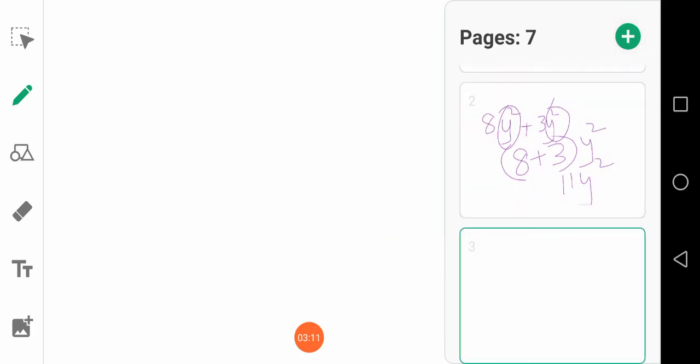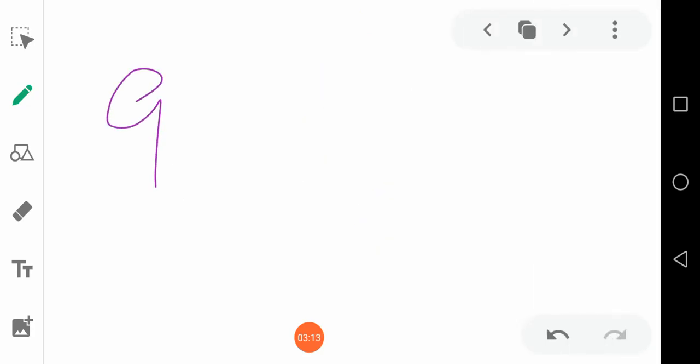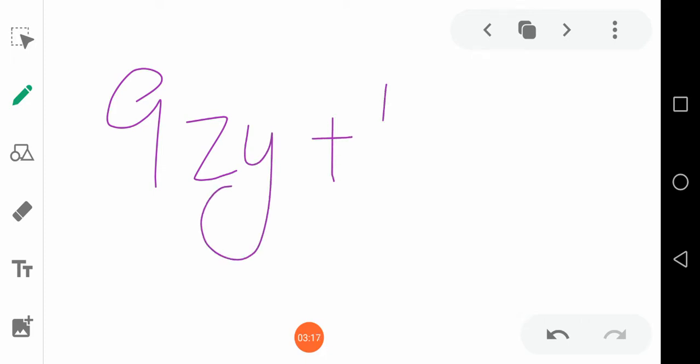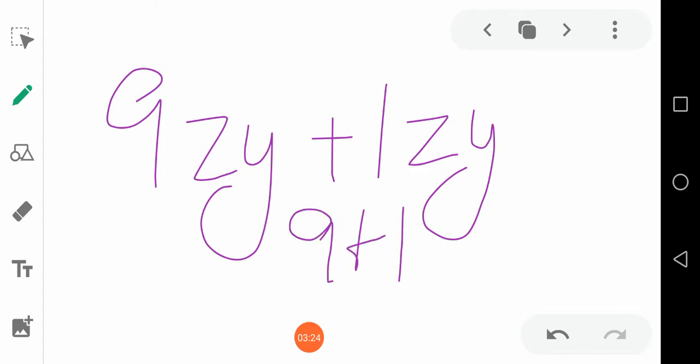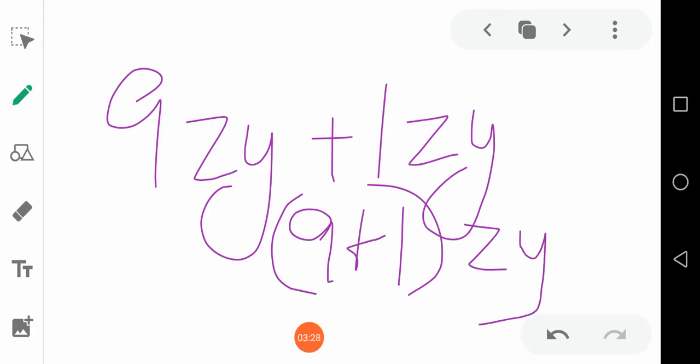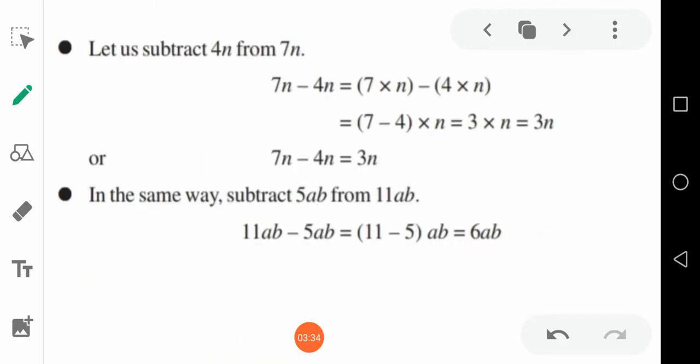One more example. 9zy plus 1zy. How will you do this? Same thing, add the number part, that is 9 and 1, and then you write the variable part. So, the answer will be 10zy. Clear? How was it? Okay.